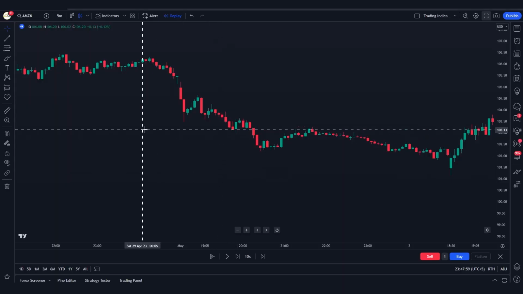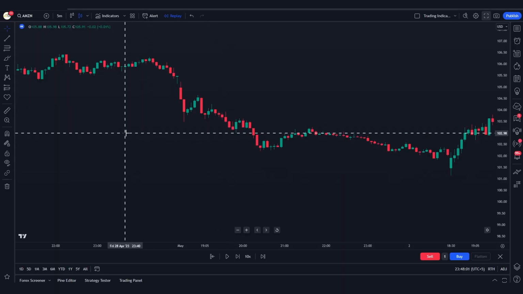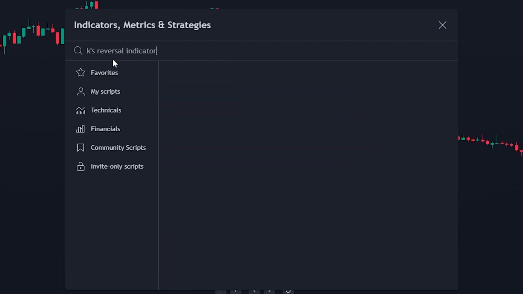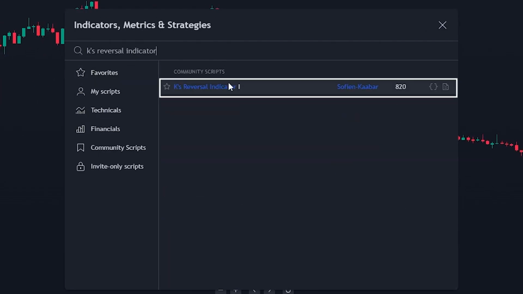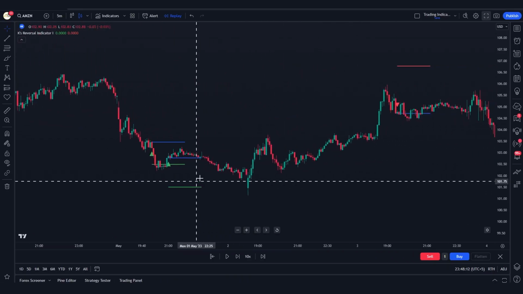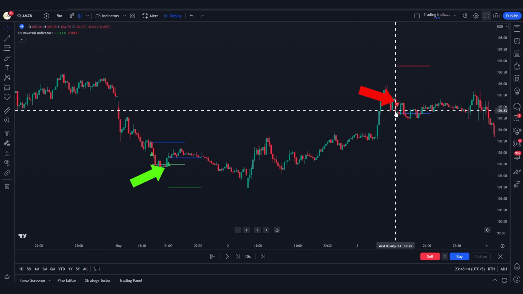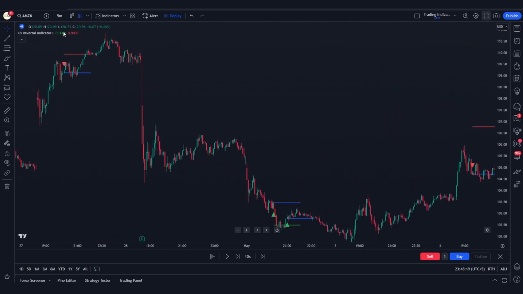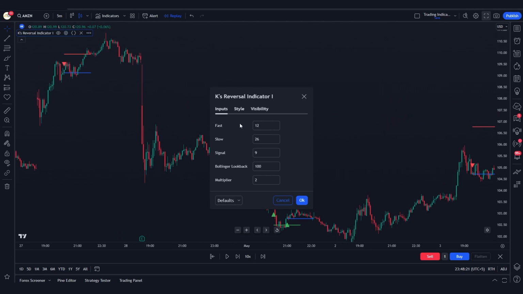First of all, let's apply the indicators that we're going to need for this strategy. Let's go towards the indicator tab, search for the Case Reversal indicator, and add it to the chart. Once the indicator is added, we can see some green and red triangles that give us buy and sell signals. In the indicator settings, we can see that this indicator is based on a fast exponential moving average, a slow exponential moving average, a signal line, and also the multiplier, that is the ATR multiplier of these crossovers.